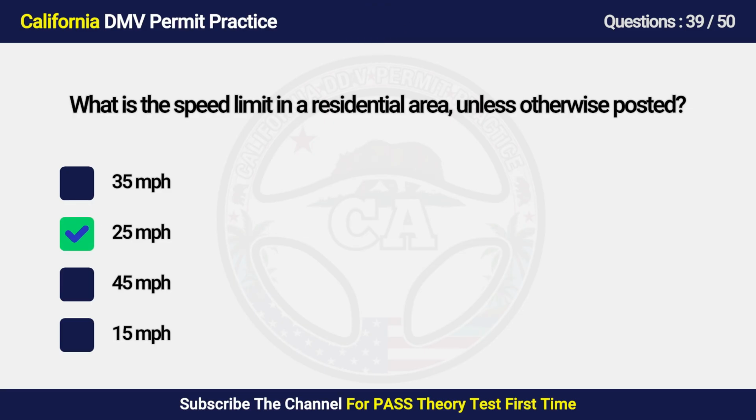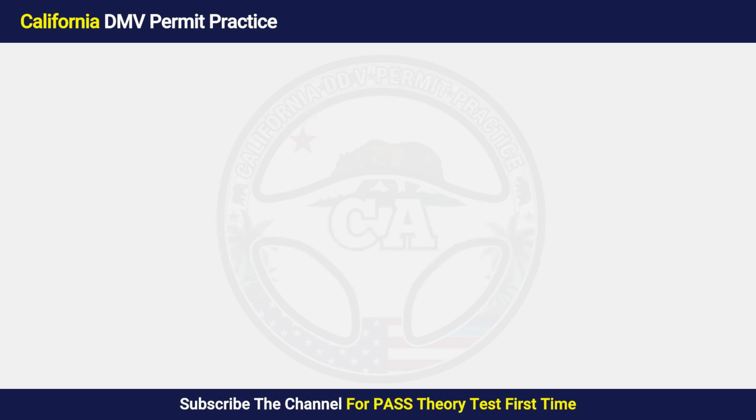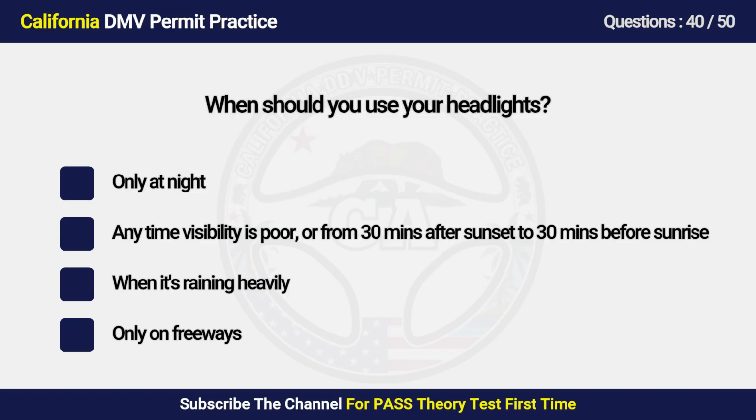Answer is B. 25. The basic speed law in California states that the speed limit in a residential or business district is 25, unless a sign indicates a different speed. Question 40. When should you use your headlights?